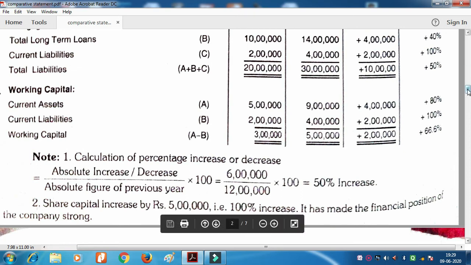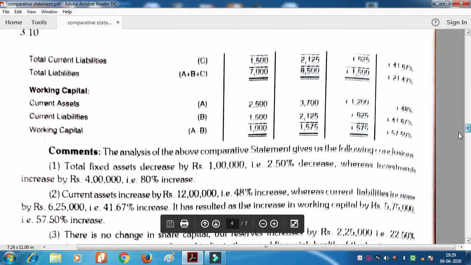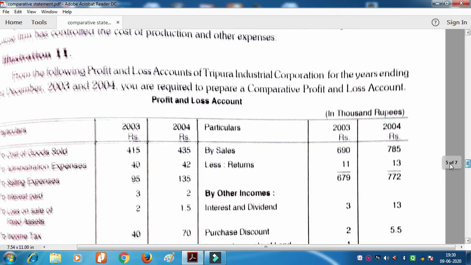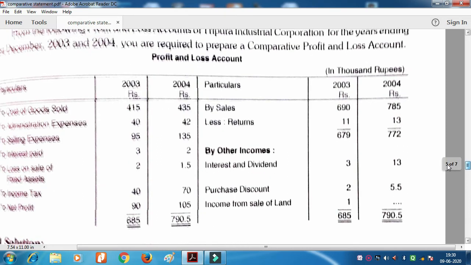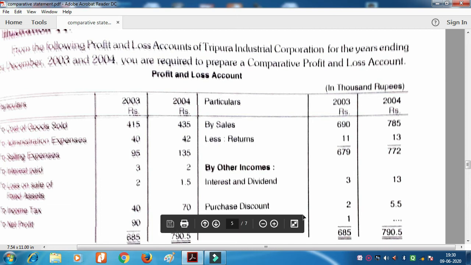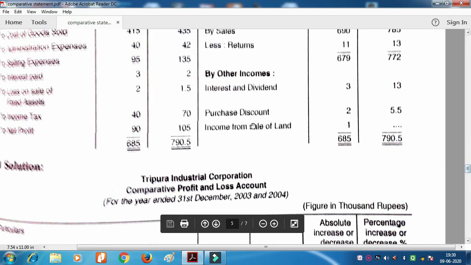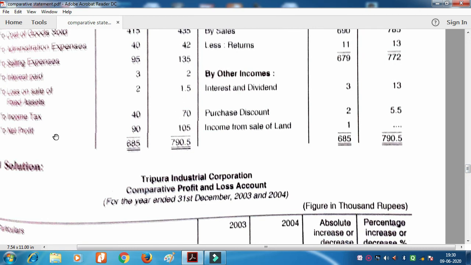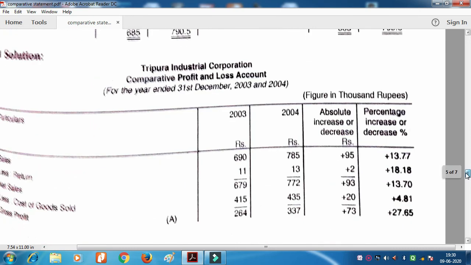So let us move to another problem, and in that case it will be based on the income statement. Now go through this problem. As you can see, a PL account is given, sales, return, just like a normal PL account, then purchase discount, cost of goods sold, then administration expenses. It is given in 1000 rupees. Income from investment, selling expenses, every detail is given, from income from sale of land to income tax to net profit. But basically we will follow the same logic.